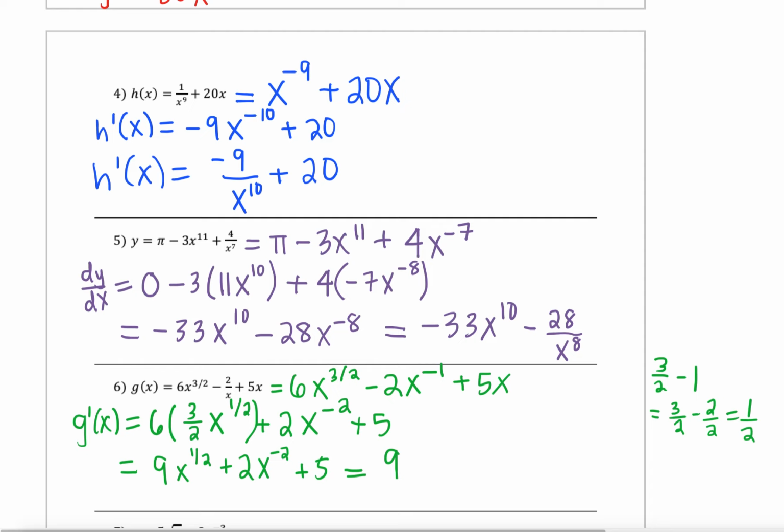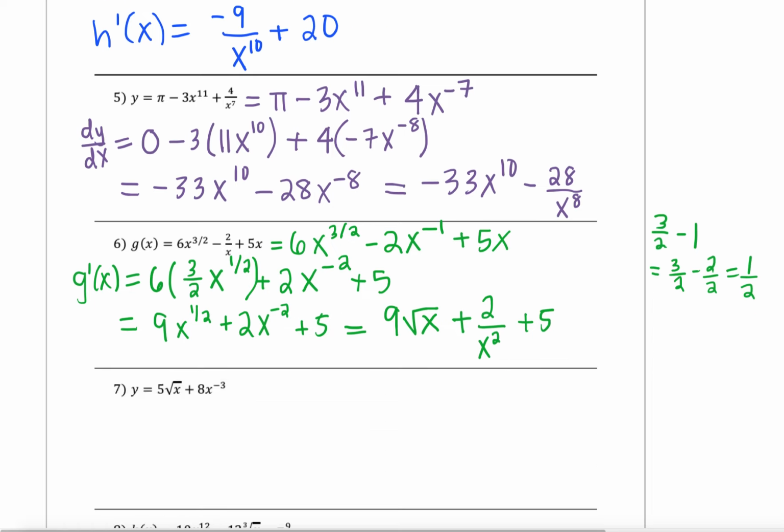Well, x to the 1 half can actually be written as the square root of x, and potentially maybe the option on a multiple choice would be 9 times the square root of x. And then for our next term, we could rewrite that as 2 over x squared, and then plus 5 with that. That would be another way to write our final answer. Okay, let's look at example 7.